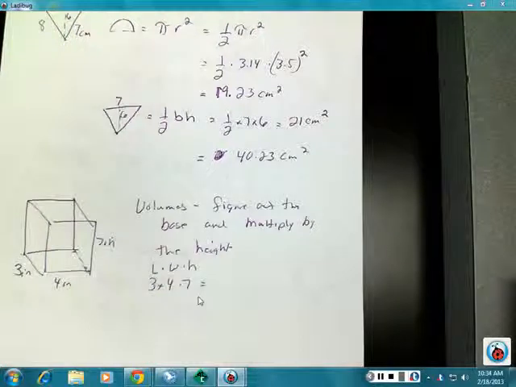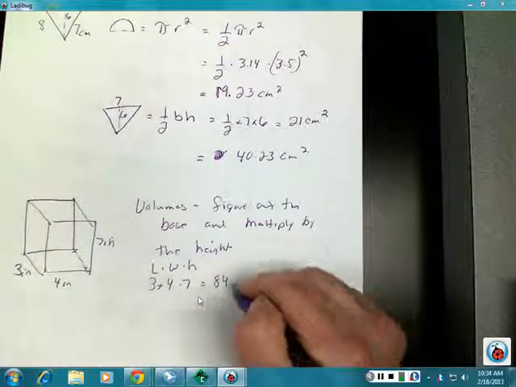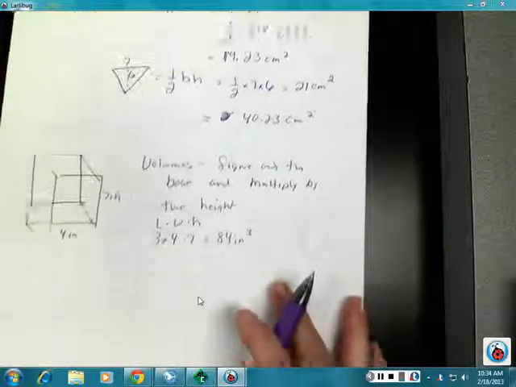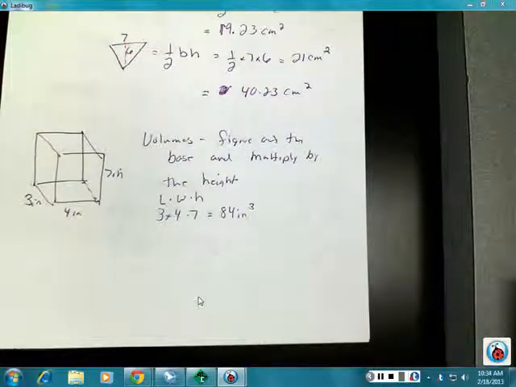84. Yep. Equals 84. Now because it's volume, it becomes cubed. So it becomes inches cubed. Okay?